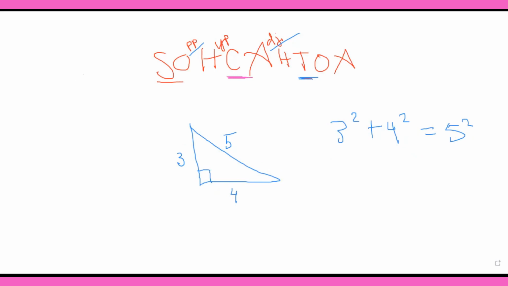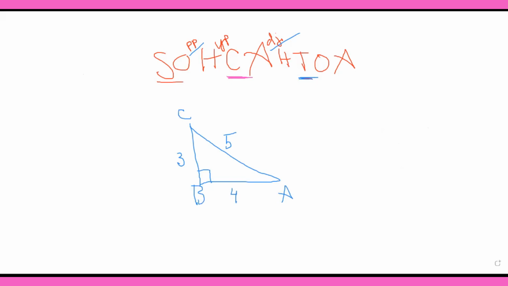And it's because of this. 3 squared is 9 plus 4 squared is 16. 9 plus 16 is what? 25, and 5 squared is 25. So 3, 4, 5 always goes together. So that would be a triple. So now let's label our angles here. This time we'll call this A, B, and C.